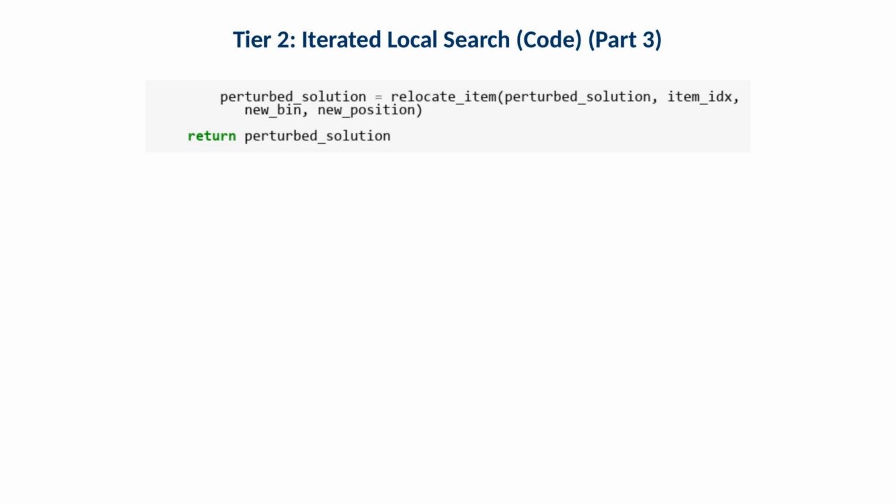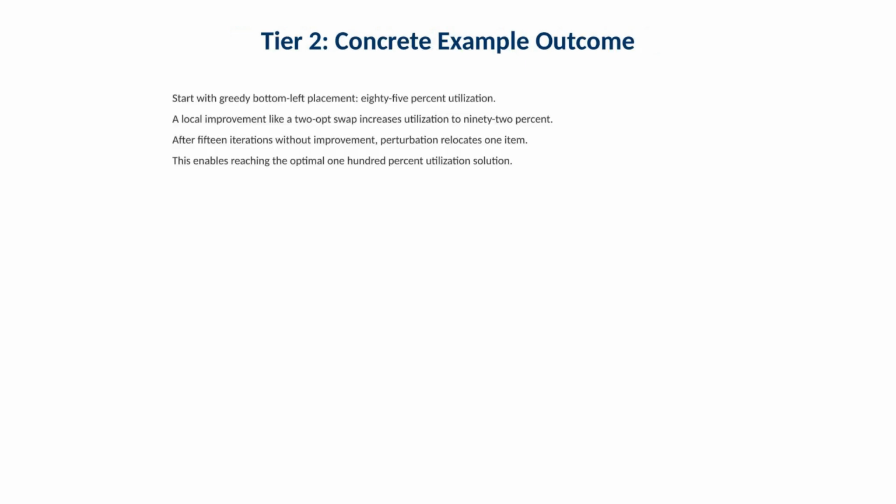In this part, the code makes the slide method executable. As you read it, follow the data flow from inputs to outputs and pay attention to how the state is updated. A practical check is to run this section on a tiny test case and confirm intermediate values before scaling up. In the example, the algorithm starts from a greedy bottom-left placement that achieves 85% utilization.